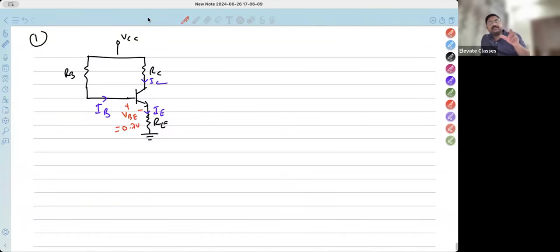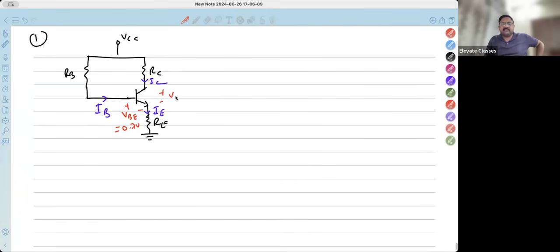the base emitter junction of a transistor behaves as a forward bias PN junction type. Okay, base emitter का जो voltage है, that base emitter junction behaves as a forward bias PN junction type. So always take this as 0.7 unless mentioned otherwise. उन्होंने कुछ mention किया अलग तो ही, नहीं तो यही लेना हमेशा.